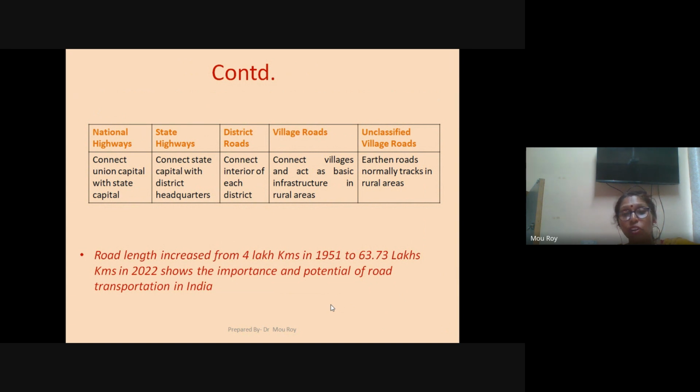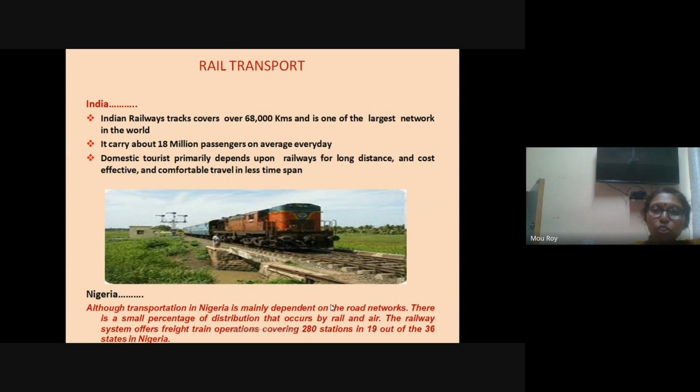So in 1951, the road length was 4 lakhs. And today, in 2022, I didn't have the correct 2023 statistics, I didn't get the exact figures, so I took 2022. The statistics of 2023 will usually come out in early 2024, in January 2024. So what happened in 1951? The road length was 4 lakhs, but in 2022, it has increased to 63.73 lakhs. So you can understand the importance and potential of road transportation in India. I'll show you a video on luxury trains in India after this one gets over.